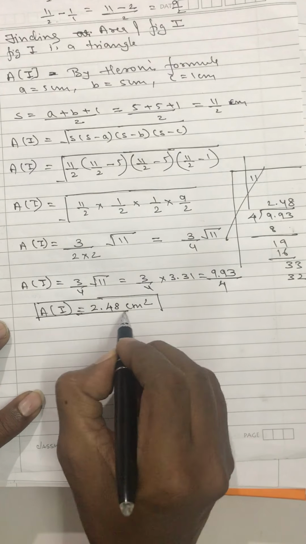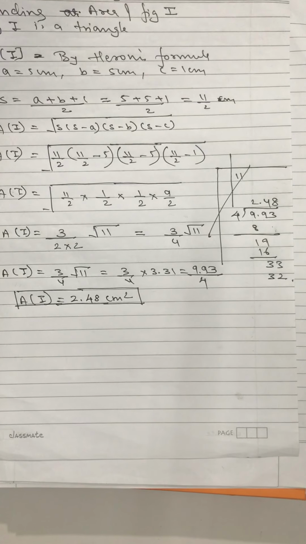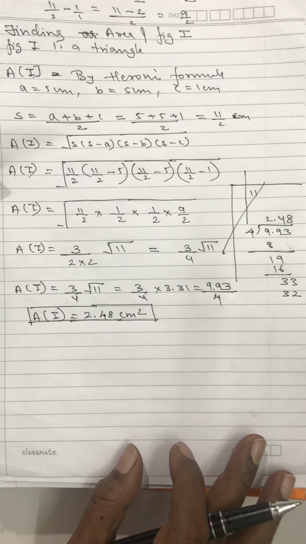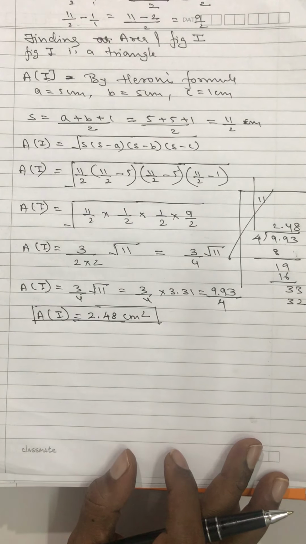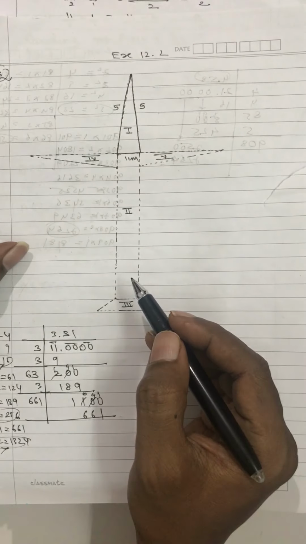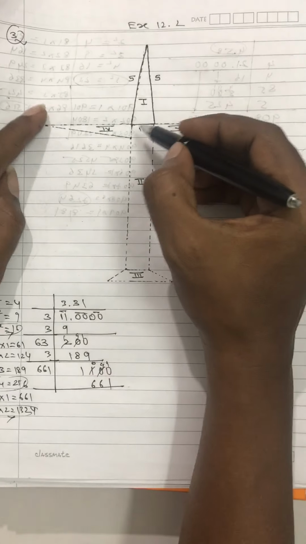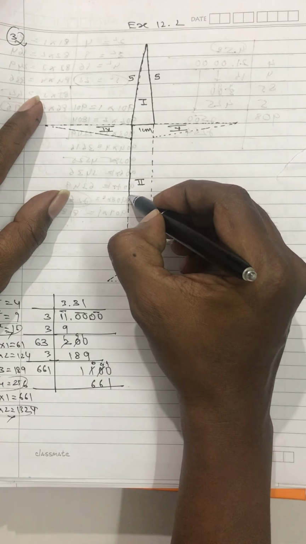This is quite lengthy, my dear students, but you have to know how to do this. Okay, so we have got the area of the first figure. You are clear? It is nothing but by Heron's formula I am going to find the area of the first figure. Now going to area of the second figure. Second figure is basically what? See here, this is second figure.